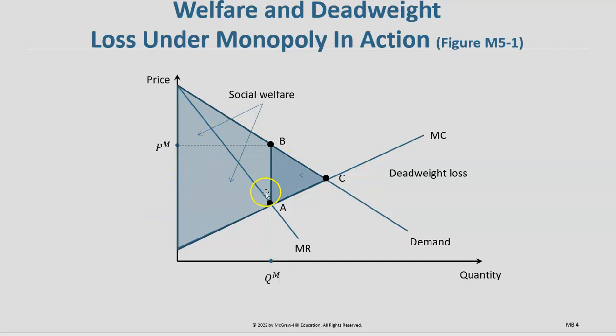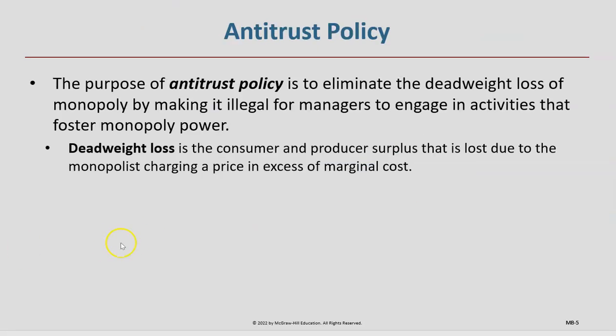So the shaded in area would be the consumer surplus and producer surplus generated in a competitive market. And so because output is not at point C, output is artificially constrained to QM, then the darker shaded in area is the deadweight loss. And that's what we're trying to avoid with antitrust policy. Okay, and so the purpose of antitrust policy is to eliminate that deadweight loss.